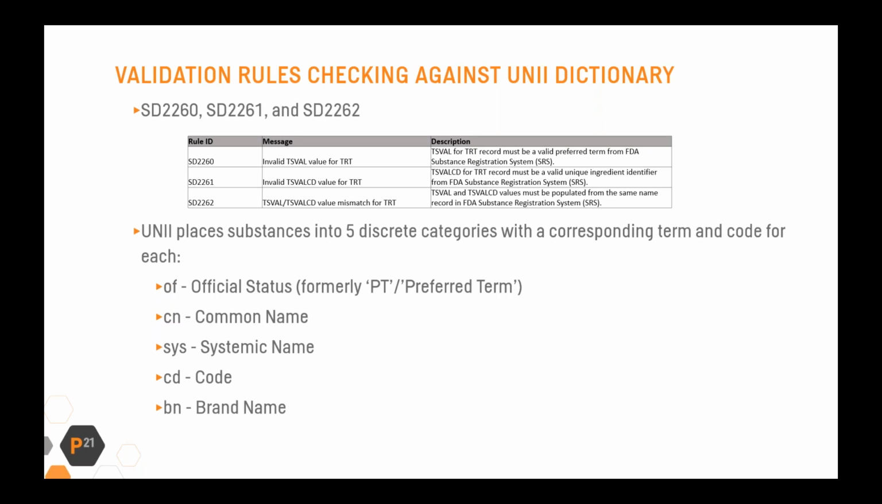So the UNII dictionary places substances into 5 discrete categories with a corresponding term and code for each. These 5 categories are: OF for official status. It used to be called the PT, or preferred term, but has changed to OF. And so that's what you'll see in the dictionary for each term and code pair. We also have CN for common name, SYS for systematic name, CD for code, and then BN for brand name.